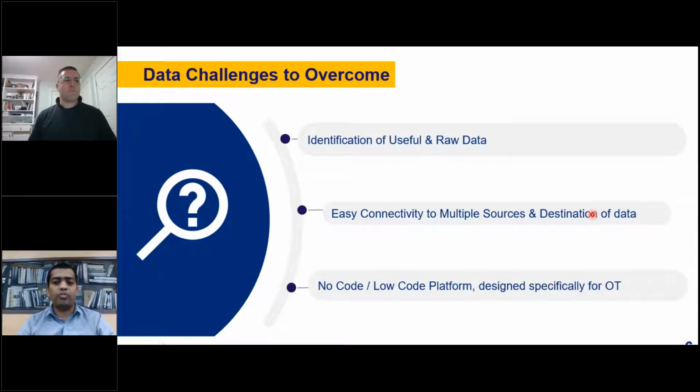And third, as most of the OT systems are there, we need some platform which is a no-code or low-code platform, where not much scripting or programming is required.